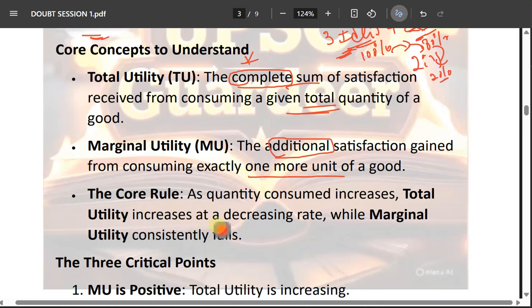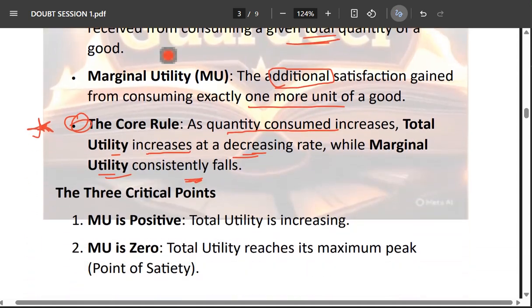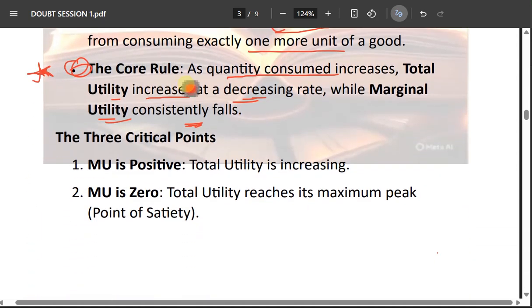The core rule you have to remember is that as quantity consumed increases, total utility increases at a decreasing rate, and marginal utility consistently falls. Just remember this by heart, and then you will understand this utility concept very easily. So there are three critical points. Just read these, and I'll explain with a nice example.